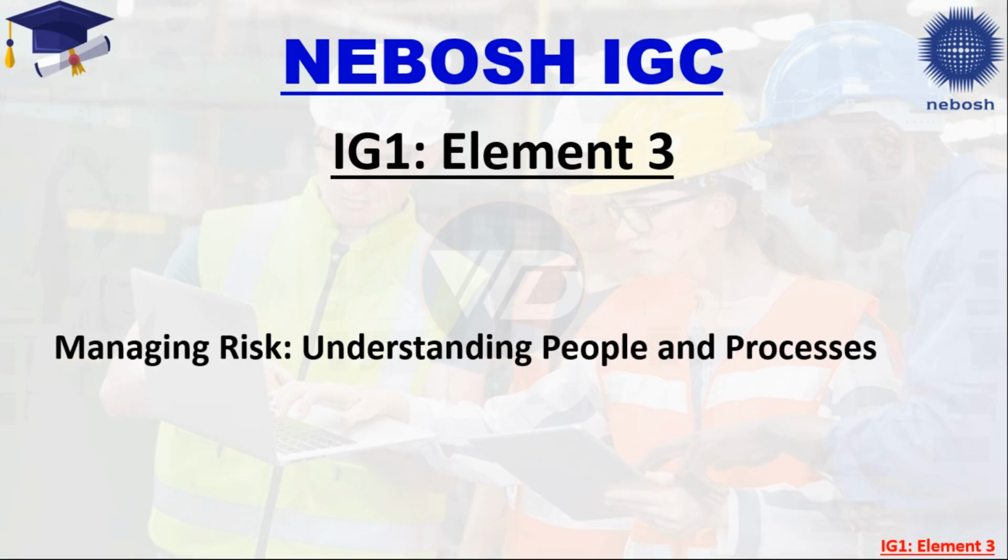Welcome to Element-3, Managing Risk, Understanding People and Processes. In this element, we will explore how to identify hazards, assess risks, and decide on control measures in a structured and consistent way. We'll also look at human factors that influence safety, such as why people sometimes take shortcuts or make mistakes, and how these human behaviors interact with workplace systems. This element builds directly on the management system principles we saw in Element-2 and will give you the practical tools to apply those principles in real workplaces.